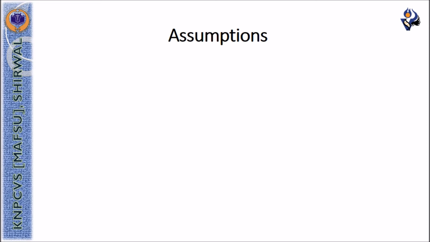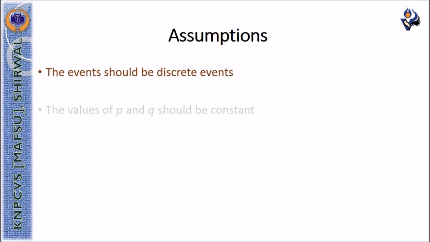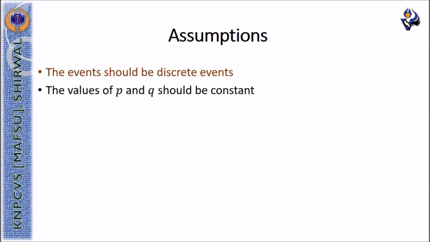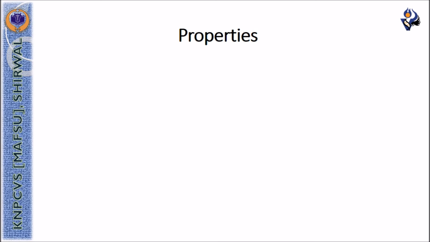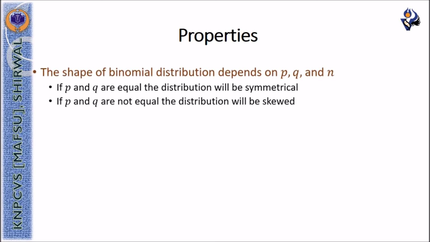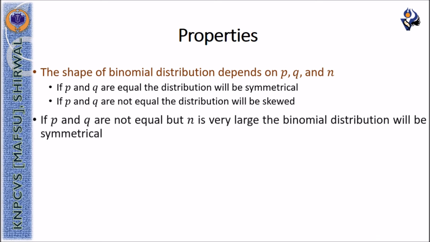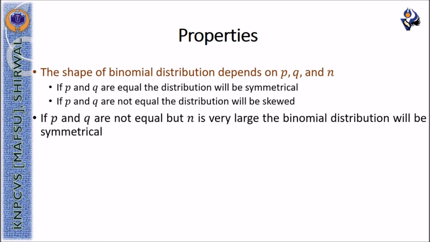Assumptions for binomial distribution are that the events should be discrete events and the values of P and Q should be constant. The properties of binomial distribution are that if P and Q are equal or n is very large, the binomial distribution will tend to be symmetrical.